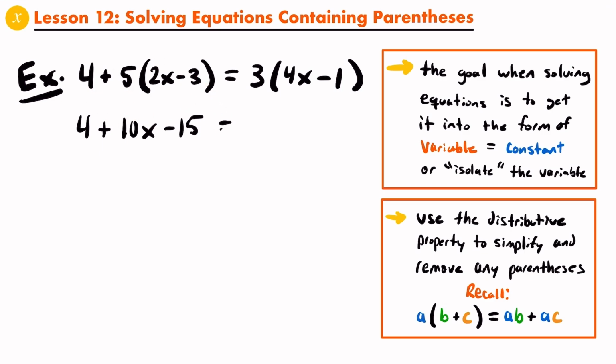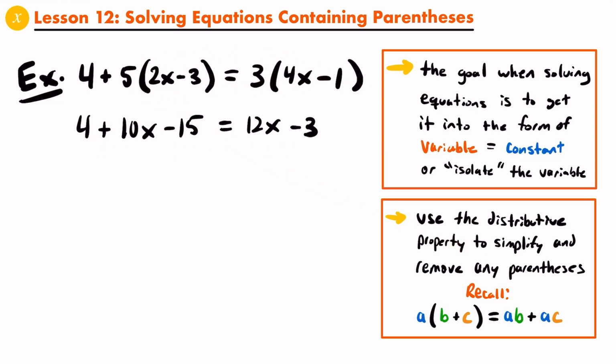But now let's see what we get on the other side. That is going to be equal to 3 multiplied by 4x minus 1. So we want to distribute 3 through this quantity. We're going to multiply 3 by 4x, and 3 times 4 is 12, so we get 12x. You keep that same variable part, and then 3 times negative 1 is negative 3. Okay, and so now, by using the distributive property, we have eliminated all the parentheses from our equation.